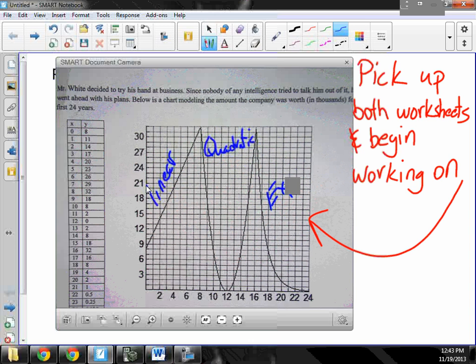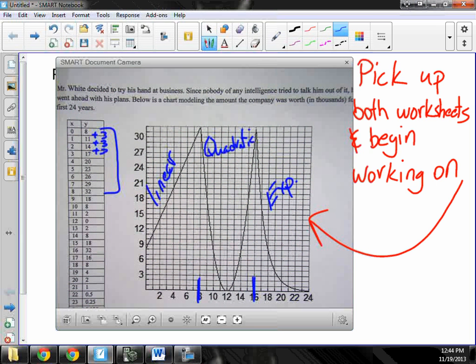So the next question says, do you see those same patterns in the numbers that are listed in the chart? So the function changes at 8 and at 16. So from 0 to 8, do we see a linear pattern? How do we know if something's linear? By looking at a chart. Common difference, common first difference. So if you look, all of these are plus 3. So it is in fact linear.